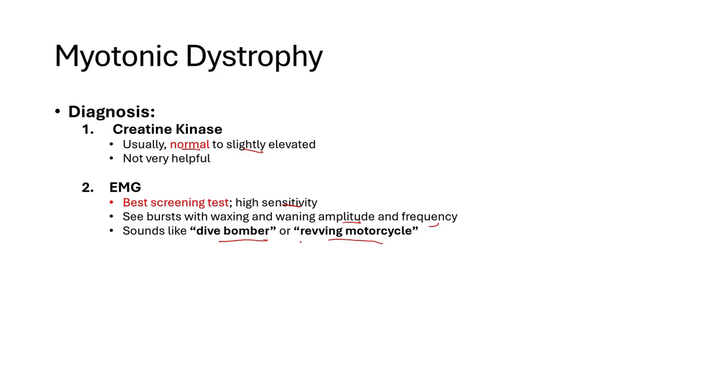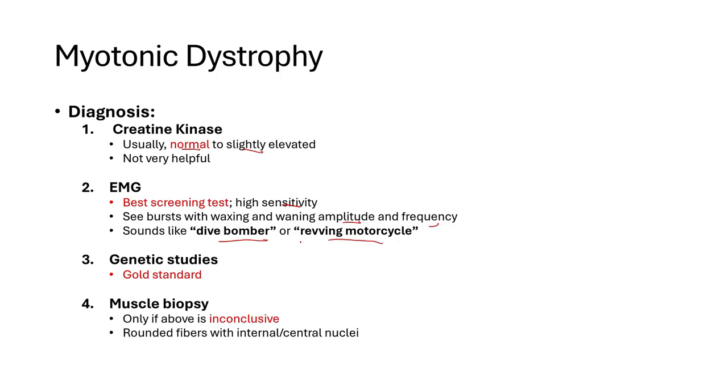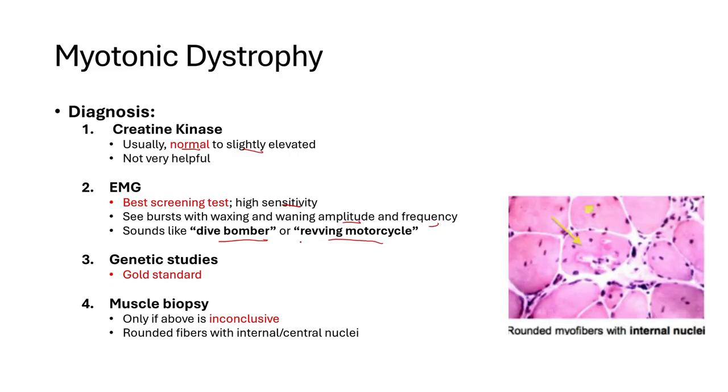Again, the gold standard diagnosis, as in the next step, will be genetic studies. And what we're looking for there is the CTG expansion. Only if this comes back negative, again, and the genetic study is inconclusive, then can we get a muscle biopsy. And here what we want to know for the muscle biopsy is we see these rounded fibers, but what we also see is this internal central nuclei.